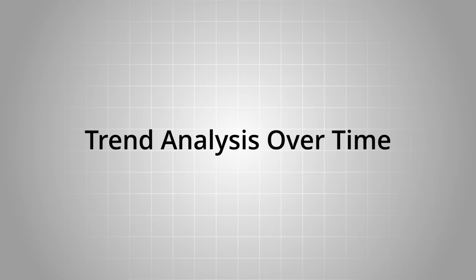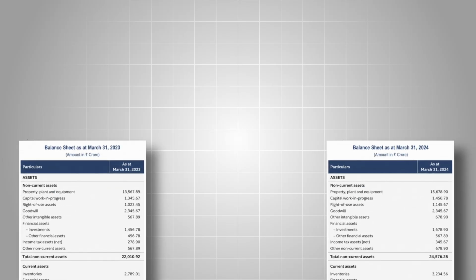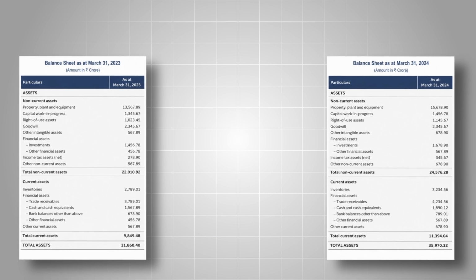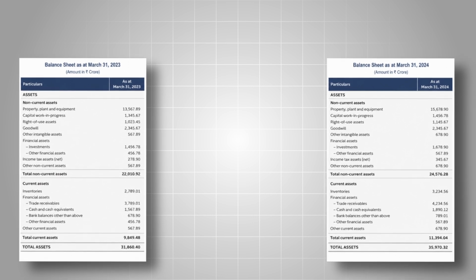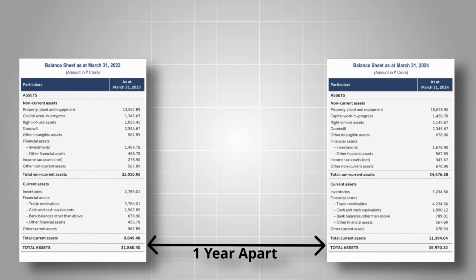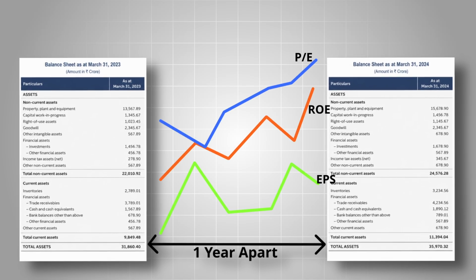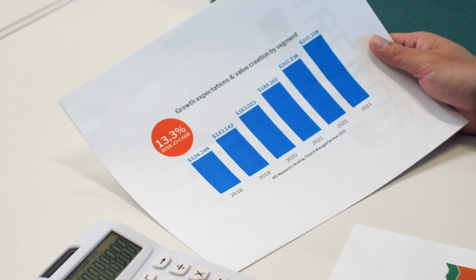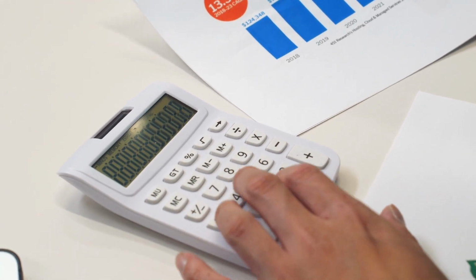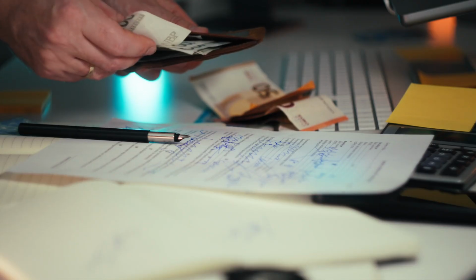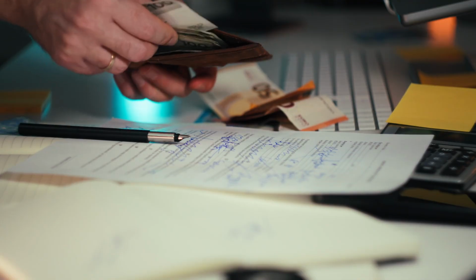Second, trend analysis over time. Looking at a single year's financial statement is like taking a single snapshot, but businesses move. By tracking ratios quarter over quarter, you can see the true trajectory of a company. Is their profit margin expanding because they are getting more efficient, or are they quietly bleeding cash and relying on debt to survive?